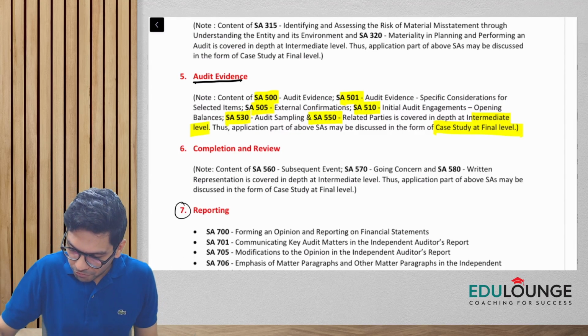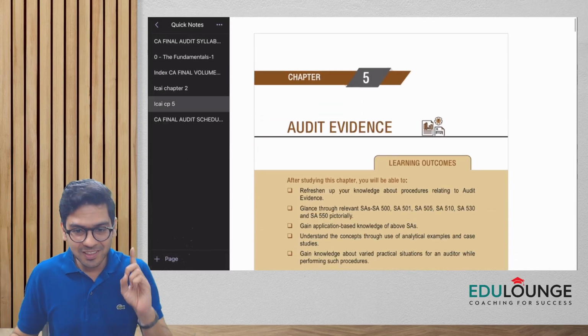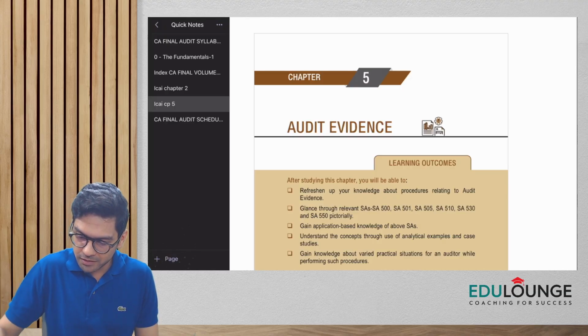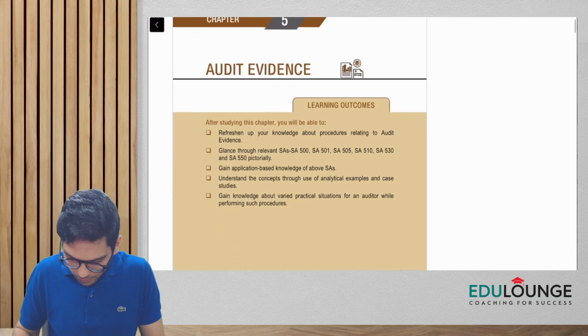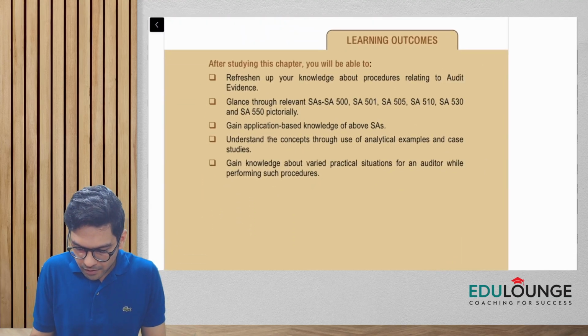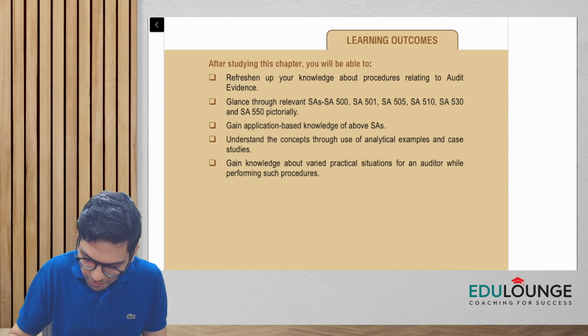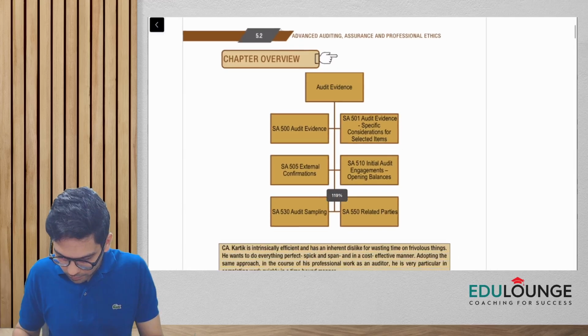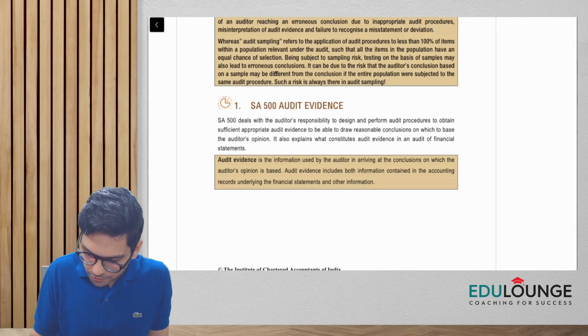But now if I show you the content of chapter number 5, 6 standards, you see how they have covered these 6 standards. So the first standard which they were supposed to cover here is SA 500, right? SA 500. Now how much of SA 500 they have covered? I want all of you to say this. Yeah, SA 500 they have mentioned.